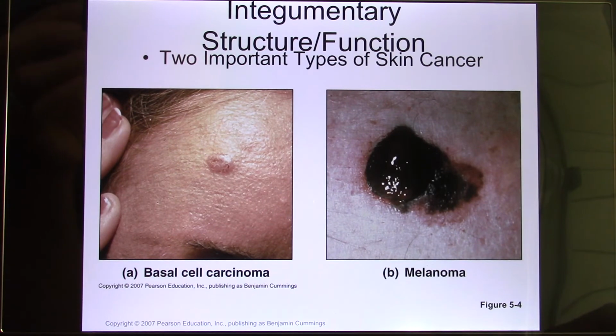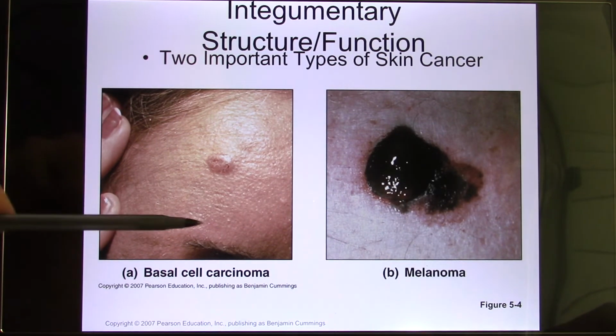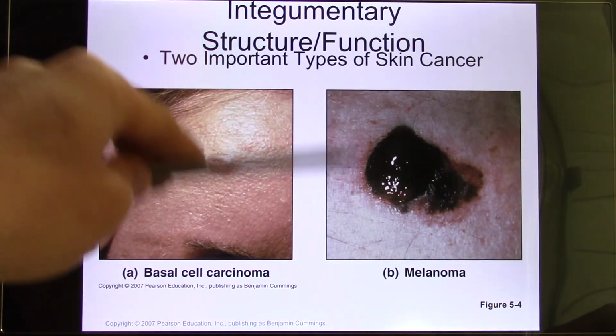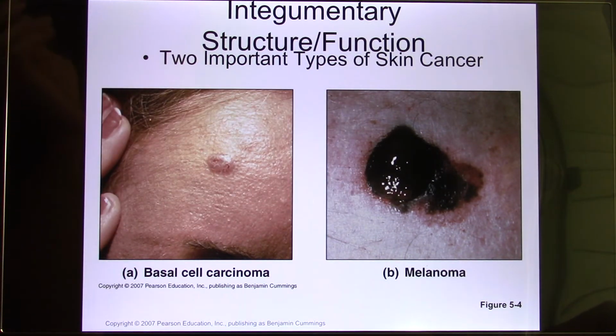And these two are cancer cells, the carcinoma and melanoma. Melanoma is much more aggressive. So these are the cancer cells.